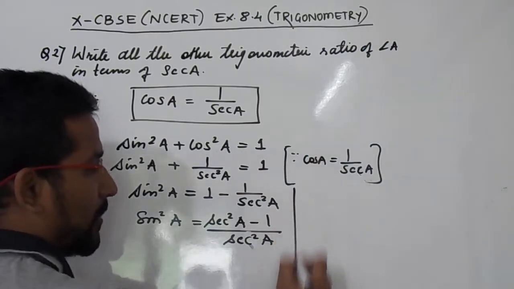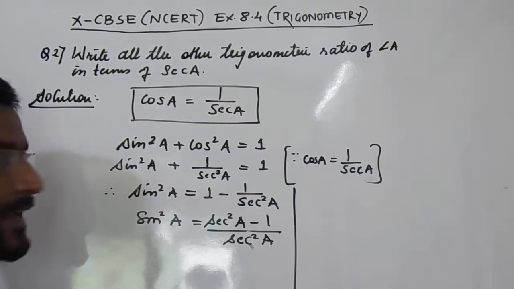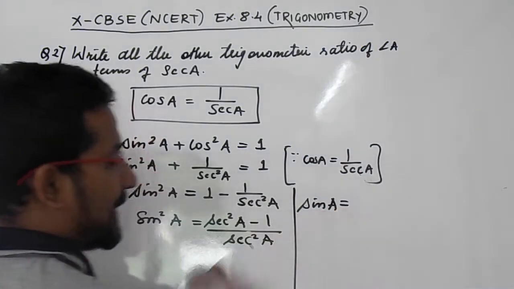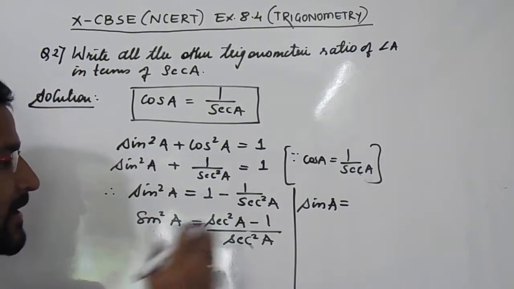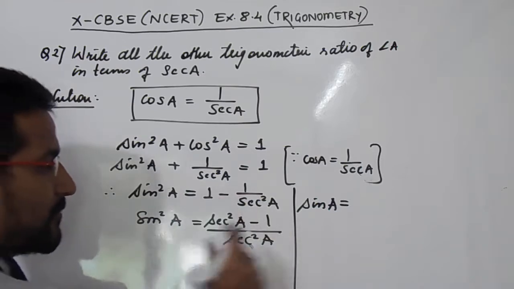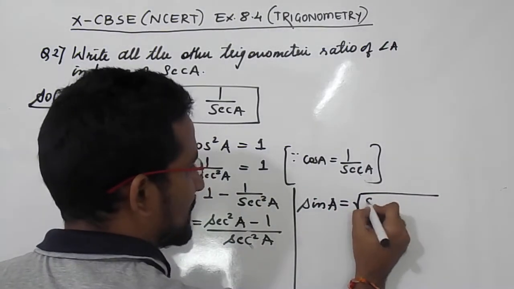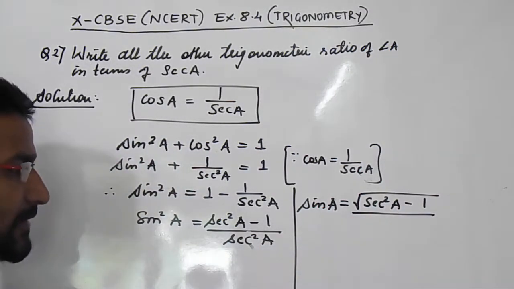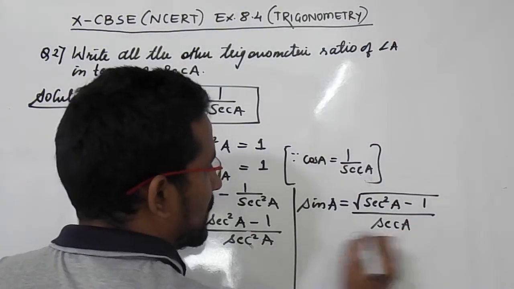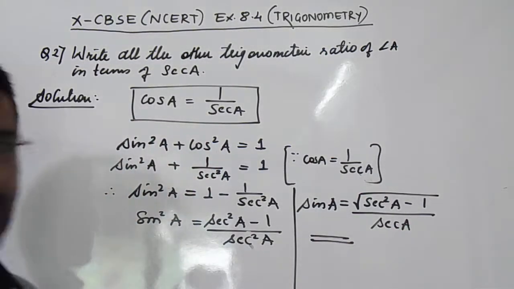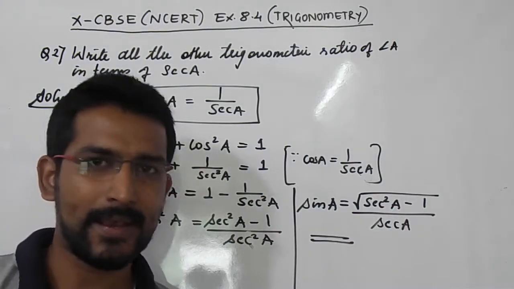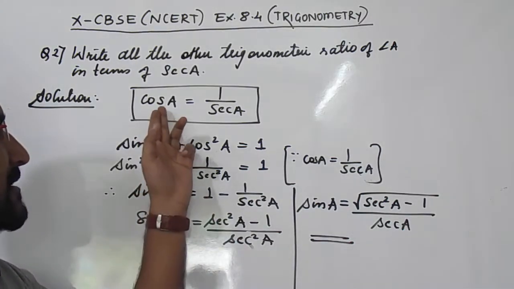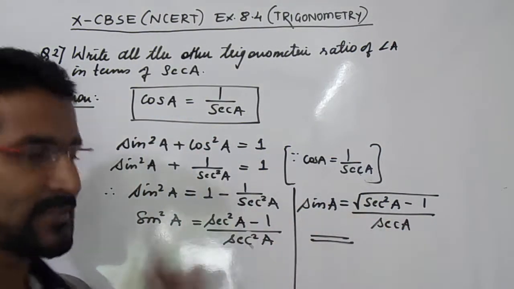Now we'll take the square root on both the sides because we want sin A. So taking the square root on both sides, sin square A will become sin A is equal to, and this is not a perfect square, so the root stays as it is: root of sec square A minus 1 divided by the square root of sec square A, which is sec A. So this is the relation between sin and sec. So sin A is equal to root sec square A minus 1 upon sec A. So we have established the relation between cos and sec and between sin and sec.